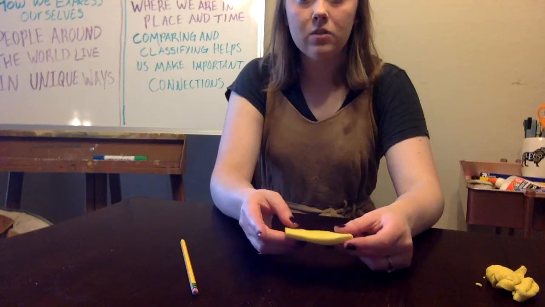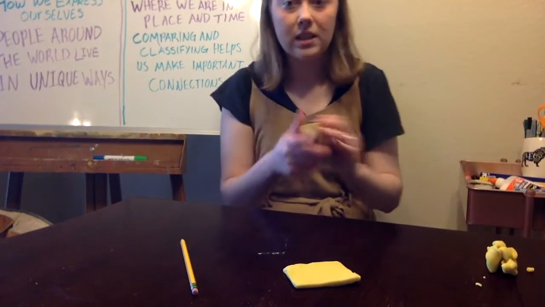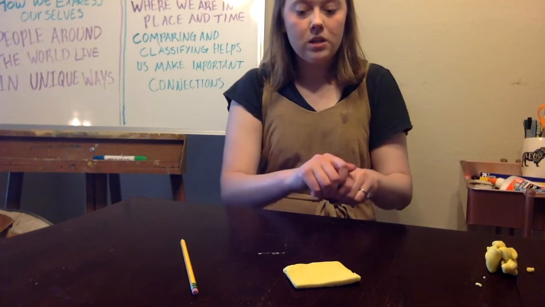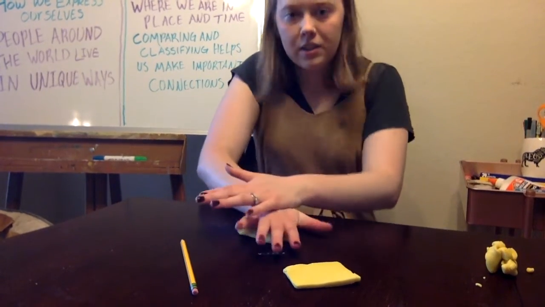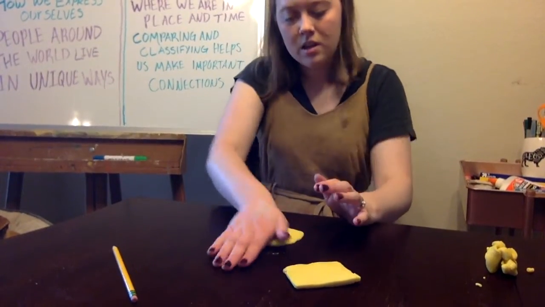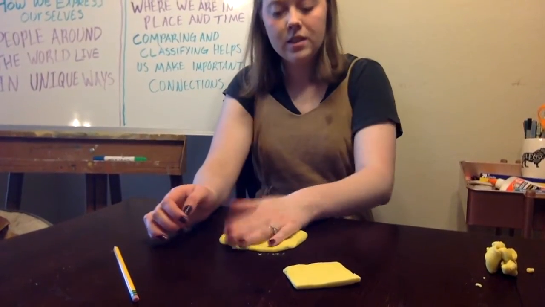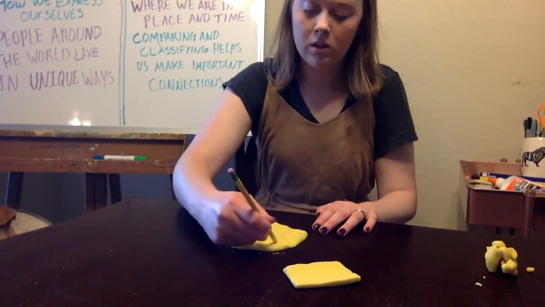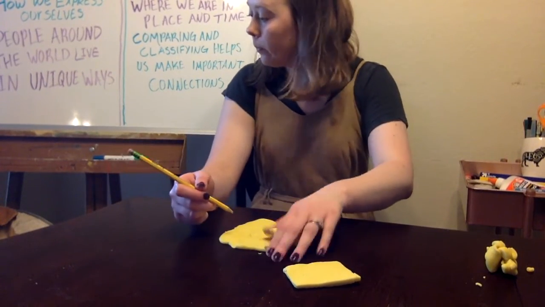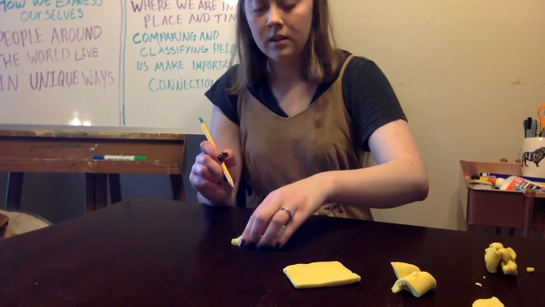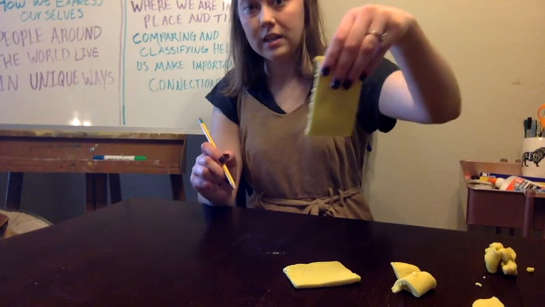So what we're going to want to do is make more slabs. Luckily I have more Play-Doh. And maybe I want to flatten out this piece and make another slab. And for this one, I'm going to make another rectangle. Okay, so I've got 2 slab rectangles here.